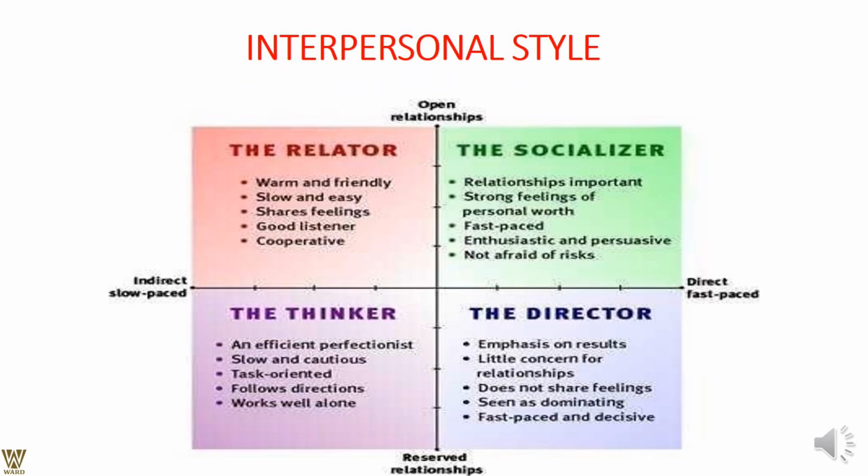So let us tell you about the interpersonal style. Essentially four styles. Let me do it on a y-axis. This is the y-axis, right? It is on open relationship and reserve, or should I say close relationship. We are talking about it on the x-axis. Now this is an x-axis, right? The x-axis is on fast pace or slow pace communication.